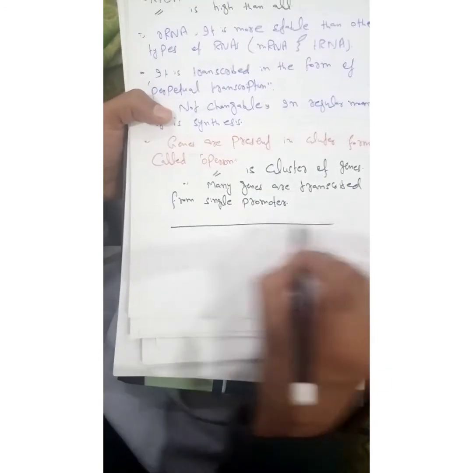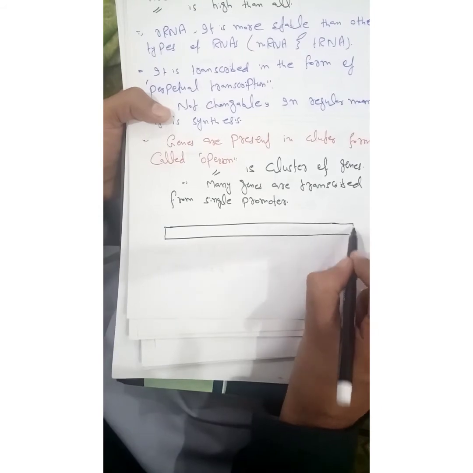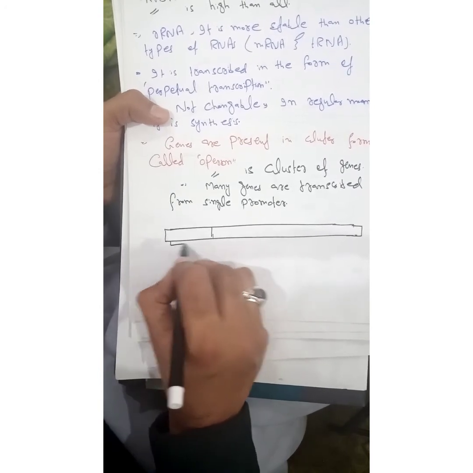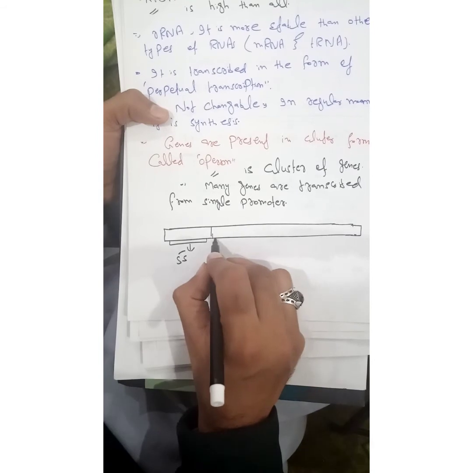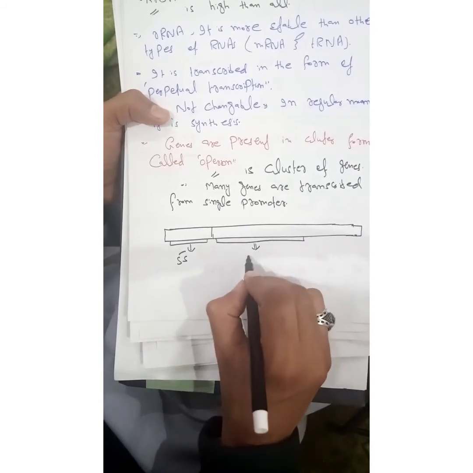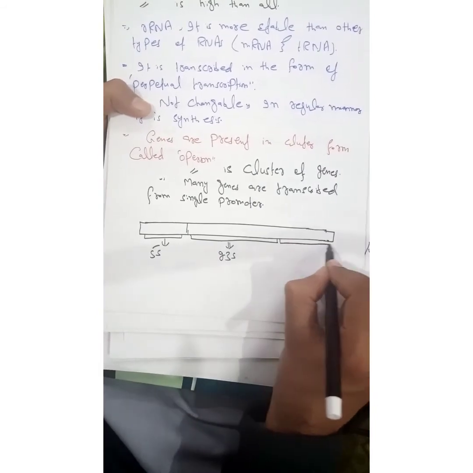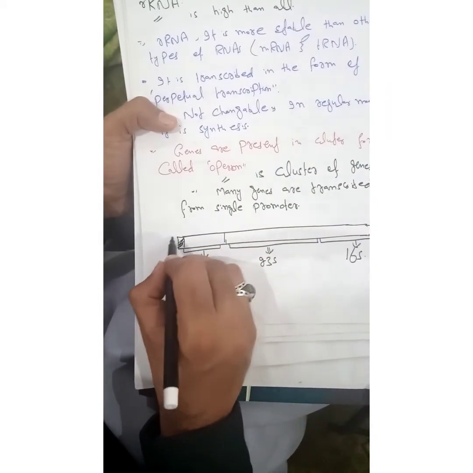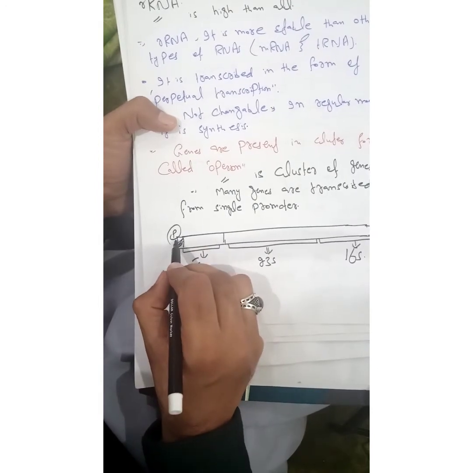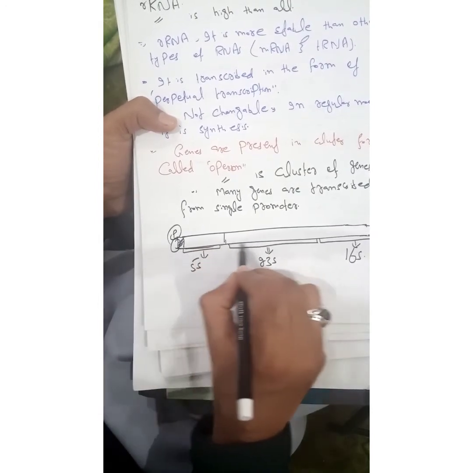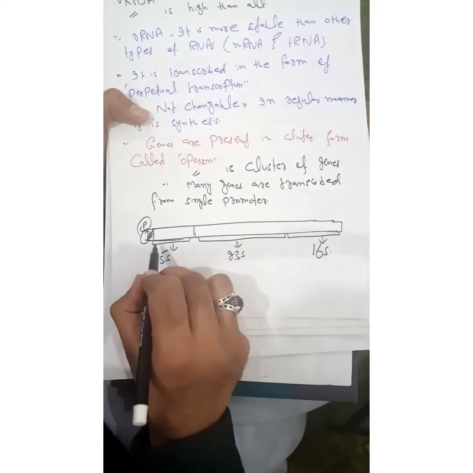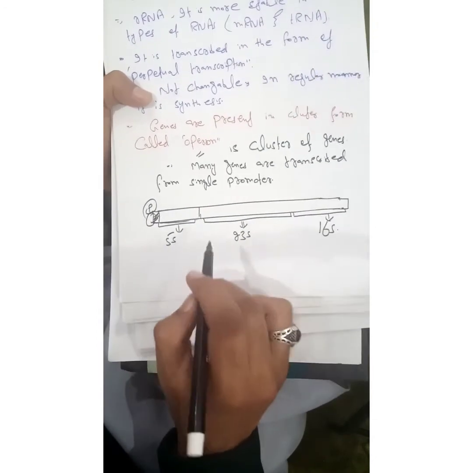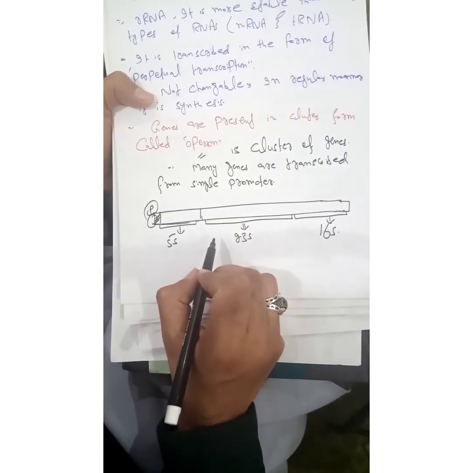For example, in E. coli, if there are 3 genes, gene 1 is responsible for the 5S subunit, this one is responsible for the 23S subunit, and this one is responsible for the 16S subunit. There is only a single promoter. So when RNA polymerase comes and binds here, it will transcribe all 3 genes simultaneously. Such a structure is called an operon, a cluster of genes transcribed as a single unit.